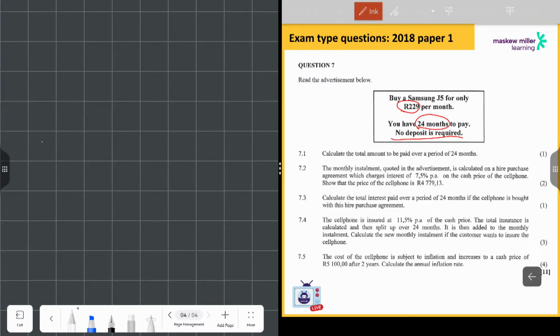But let's explore and see what it is that we have. Then they said calculate the total amount. You see, calculate the total amount to be paid over the period of 24 months. One more tip, always check how many marks are given. Right, so you can see they said it is 1 mark.